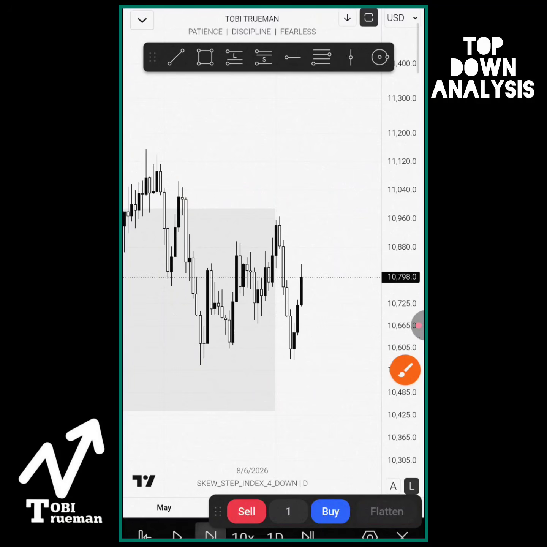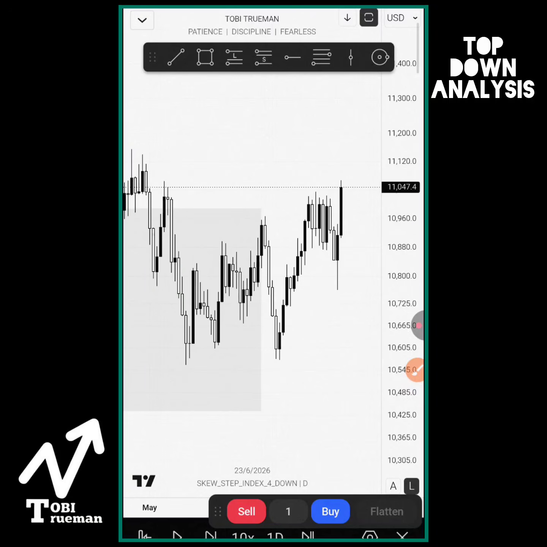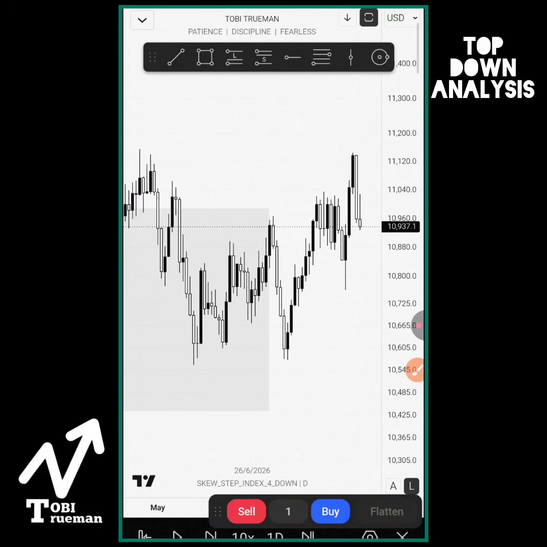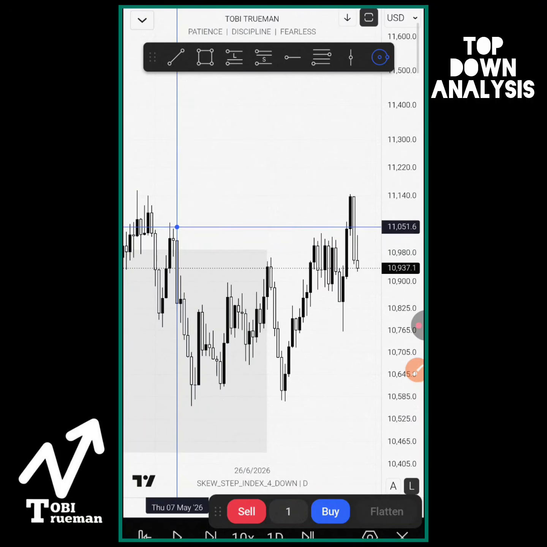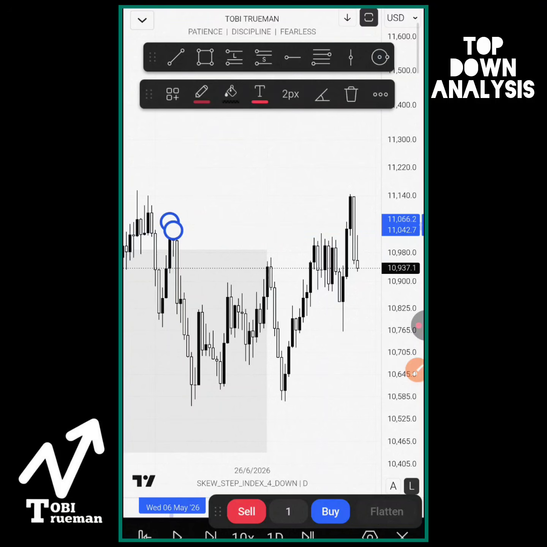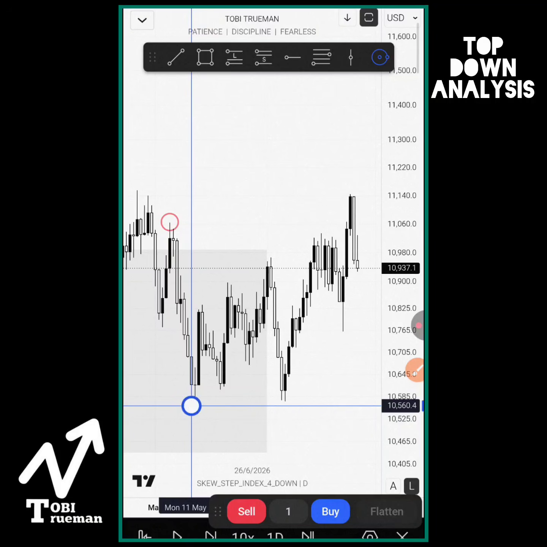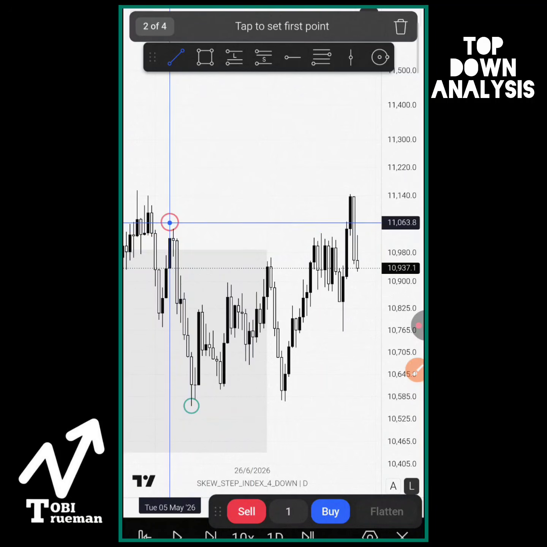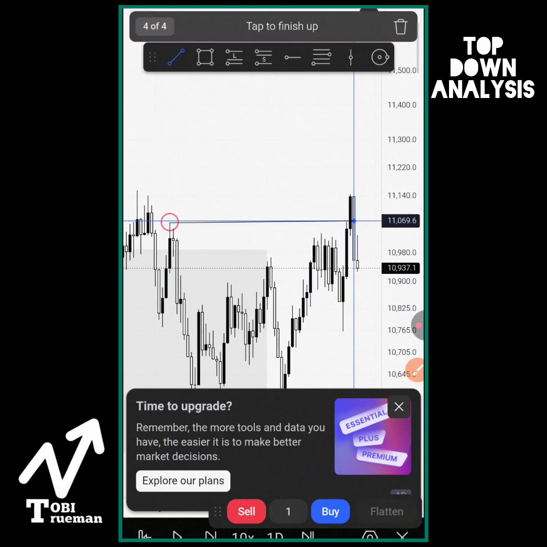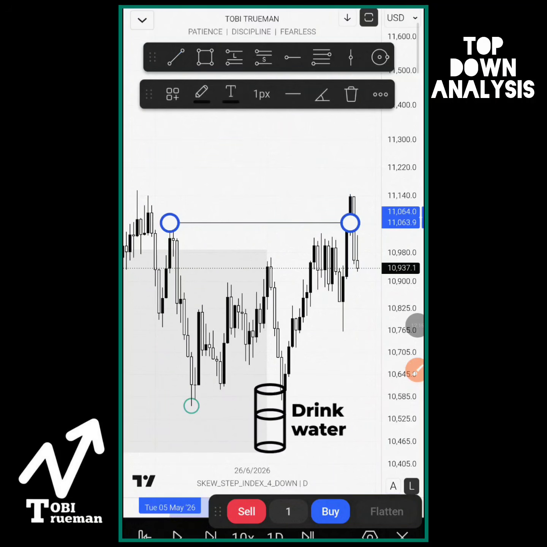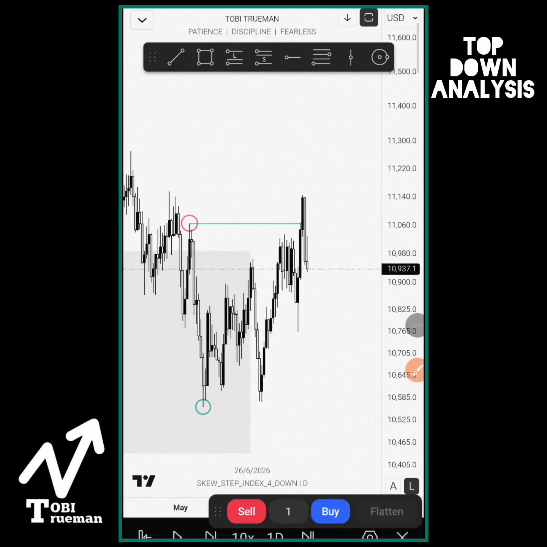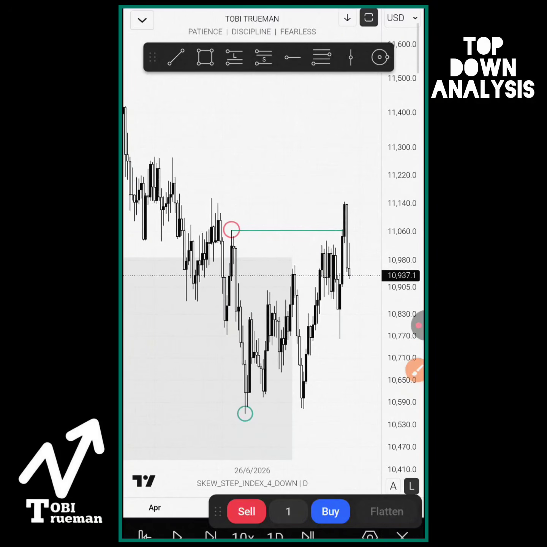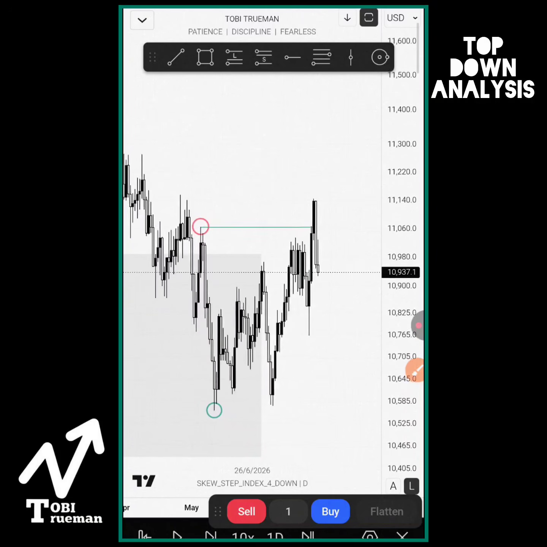Okay, let us see. Okay, we can now see what has happened over here. This was the previous high point and this was the previous low point. So now we can see right from the left, price has taken out the previous high point. When price has taken out the previous high point, it means there's a change in direction and we can now be looking for our buying opportunity.